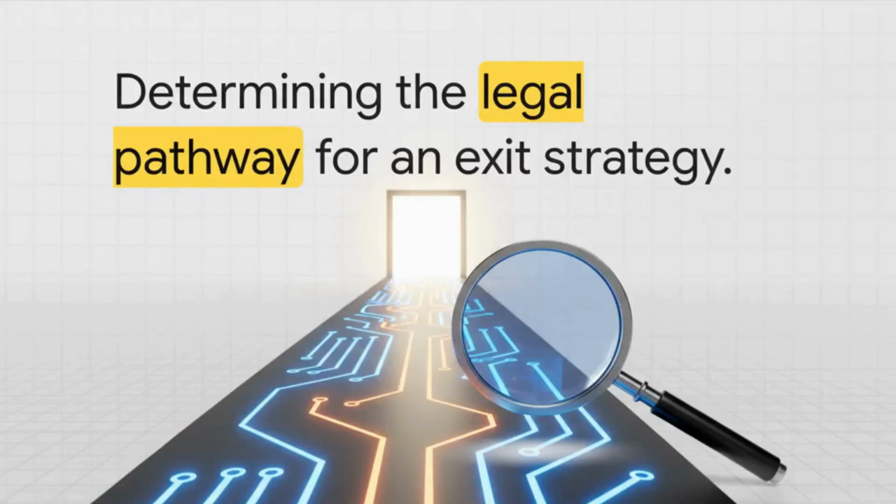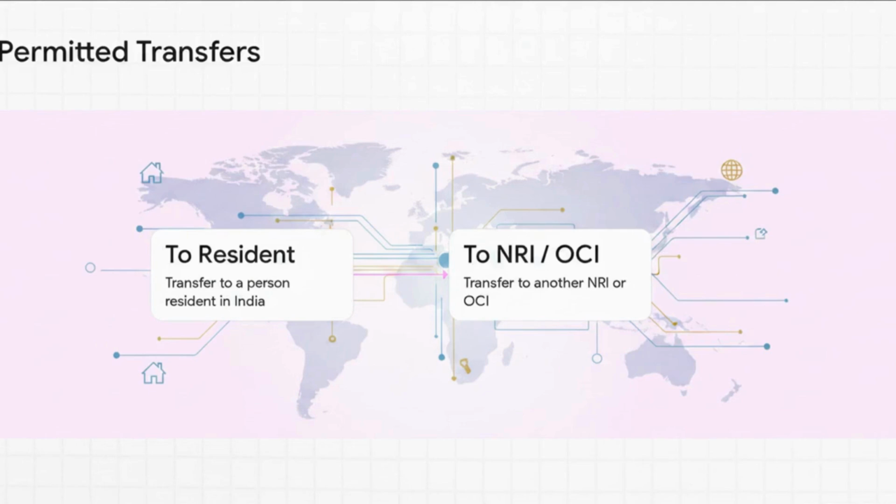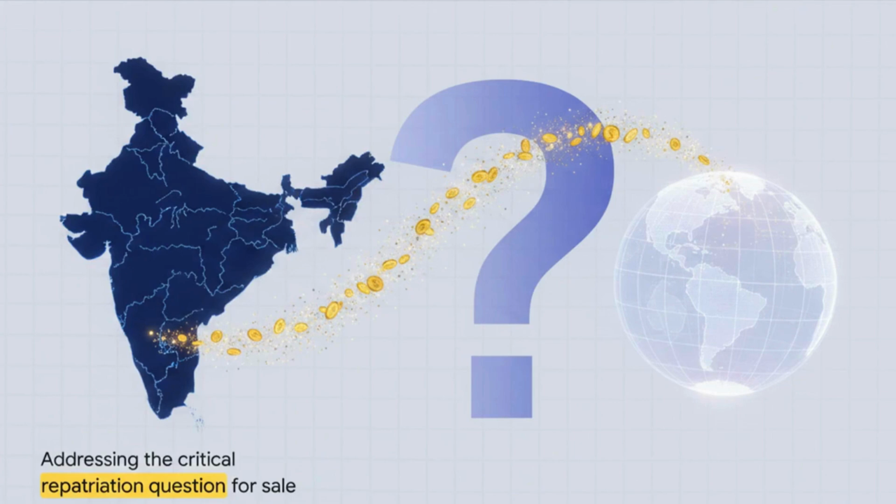When it's time for the exit strategy, a transfer check determines your legal pathway. Permitted properties can easily be transferred to a resident or to another NRI or OCI. Finally, the advisor absolutely must address the critical repatriation question for those sale proceeds.